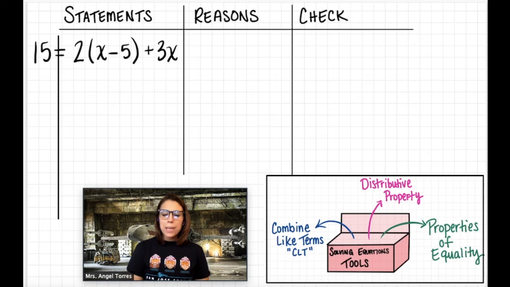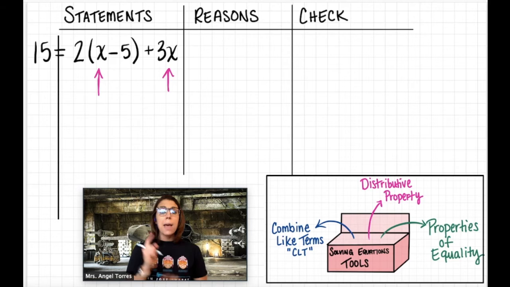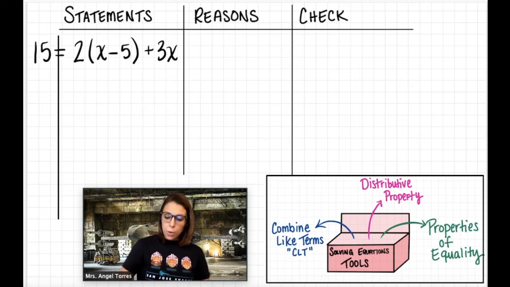Up first, will we be combining like terms here? Well, I only see 15 on the left, so I know that side doesn't have any. But on the right, I see an x term inside of parentheses and an x term outside of parentheses. Because these are both like terms, that does lead me to believe that I will be using combine like terms at some point.